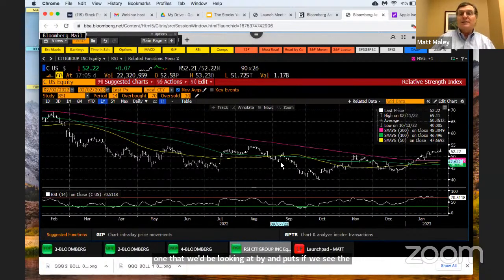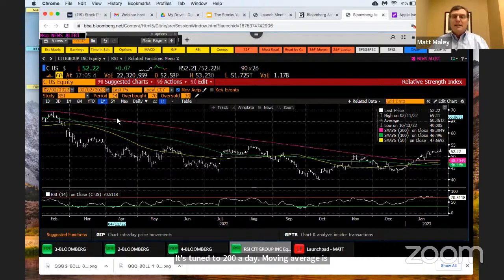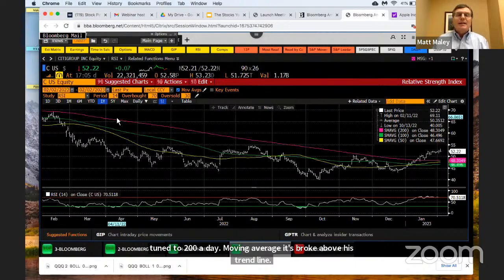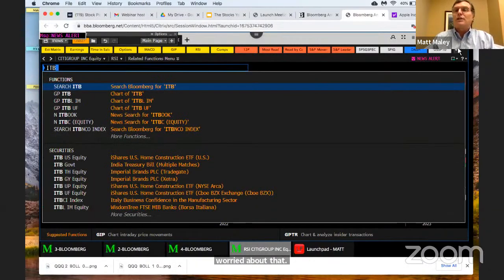I'm not there yet. It is positive. It broke above its 200-day moving average. It broke above its trend line going back to the early 2022 highs. The stock looks okay, but again, overbought. And so I'm worried about that. I'm not saying it's the worst. I think these things are going to get crushed.